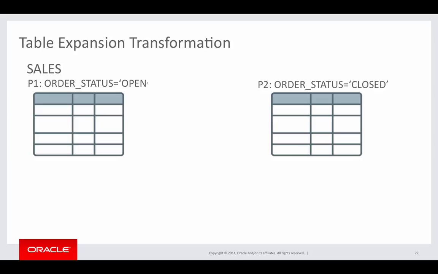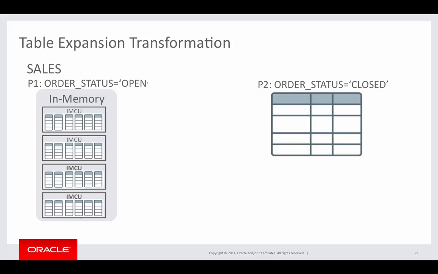It's made up of two partitions, one for open orders, which is very critical to the business. So I've placed that partition, P1, in memory. The second partition is for our closed orders, and that's a much larger partition, too large, in fact, to be populated in memory. And so order status equals closed, that information is all out on disk.